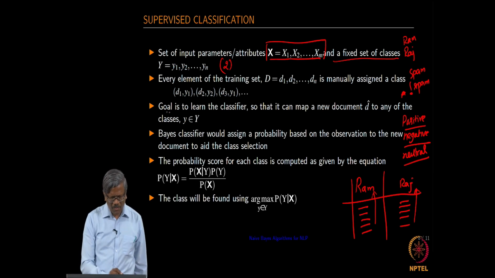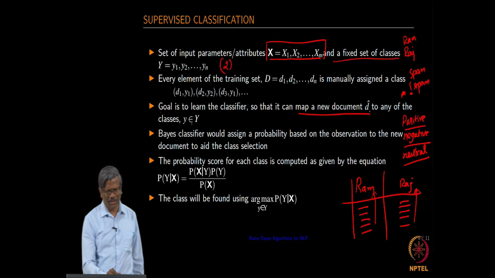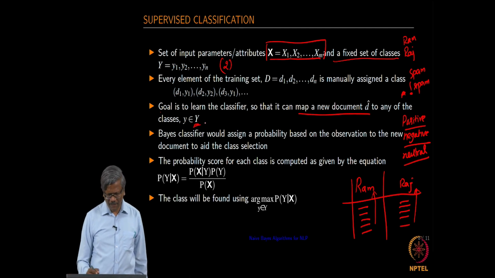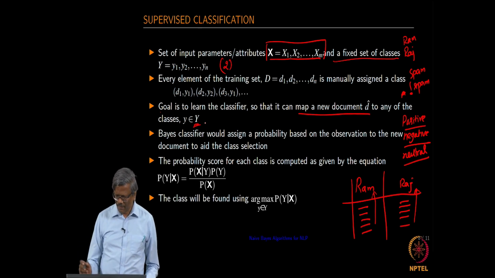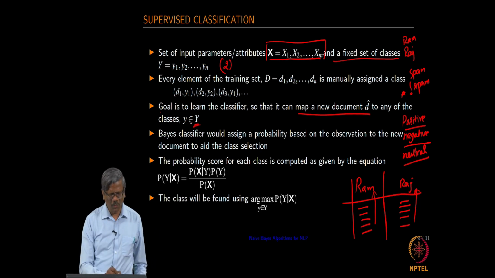Okay. So, the goal is to learn the classifier based on the data that we are going to have, so that it can map a new document D to any of the classes y belonging to capital Y, right. So, when we get a new document, say the document is "I wish you would come here", we are going to map that particular document into one of these classes. So, that is the idea.